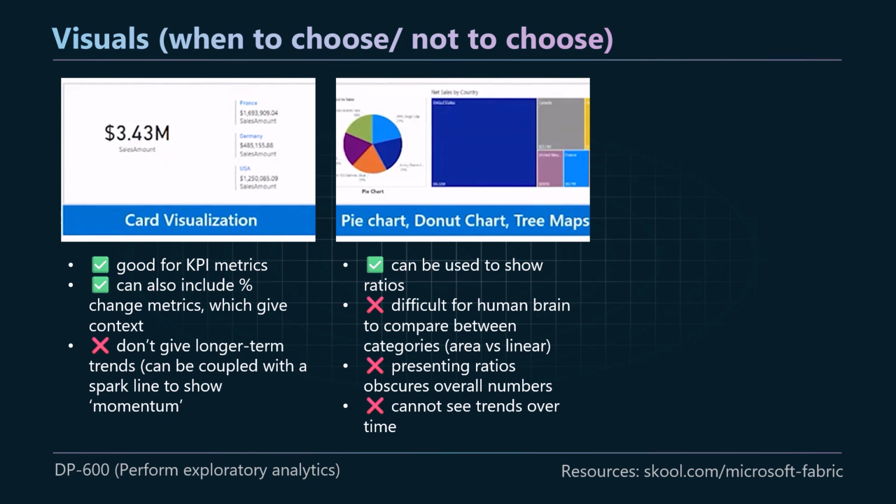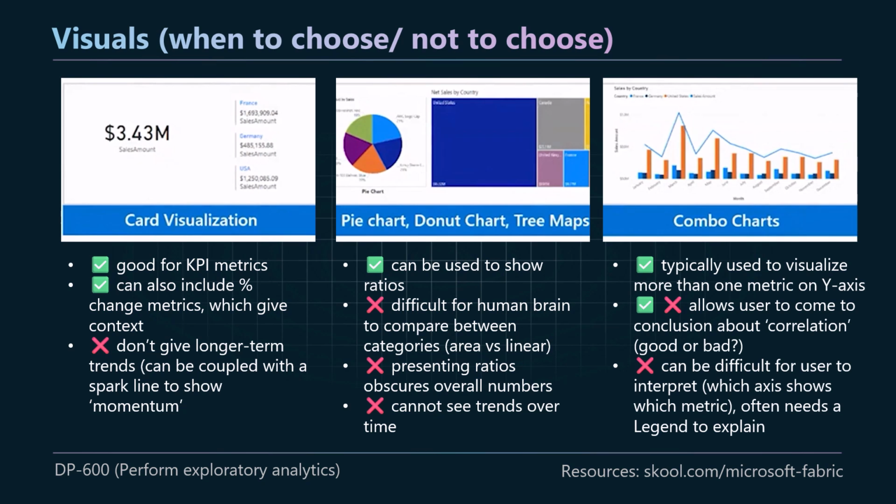Another downside is that we can't really see the trends over time. So similarly with the card visual, we're only getting the point in time metric for that particular metric, right? We're not seeing how that metric has changed over time, which is normally more useful for the user.